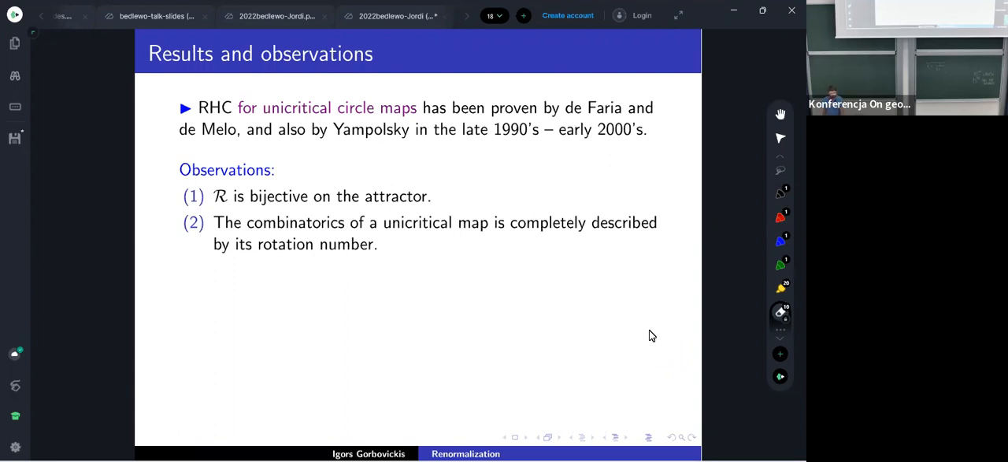Yes, so combinatorics. So what do I mean by combinatorics? Well, by combinatorics, I mean the relative position on the circle of the points of the critical orbits. So in the unicritical case, we have only one critical point, so we have only one critical orbit, and then the relative positions of the points of that orbit are defined by the rotation number. So in the unicritical case, the combinatorics of a map is completely described by its rotation number.